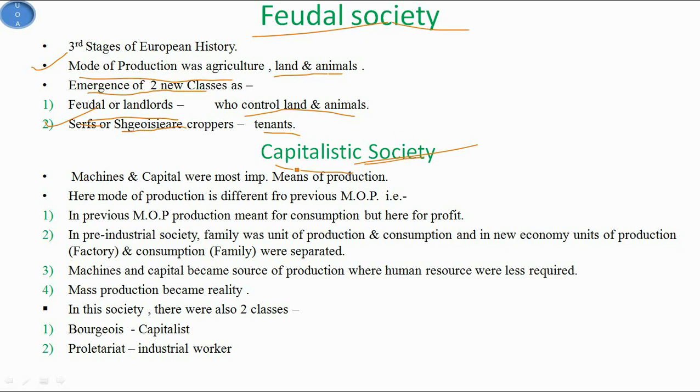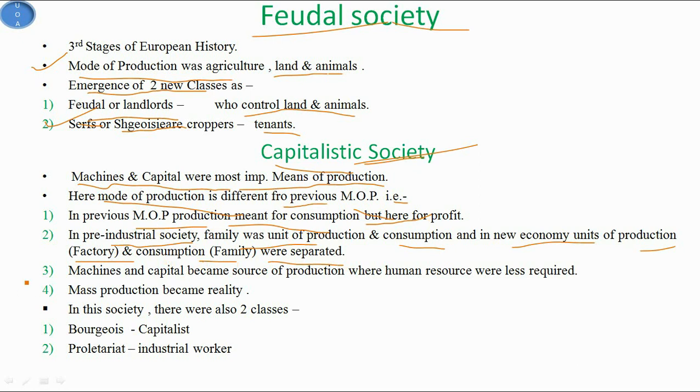In this, machines and capital were the most important means of production. Here, the mode of production is different from previous modes of production. That is, in previous modes of production, production meant consumption, but here it is for profit. In pre-industrial society, the family was the unit of production and consumption, but in the new economy, the unit of production became the factory and consumption became the family, and these two were separated.